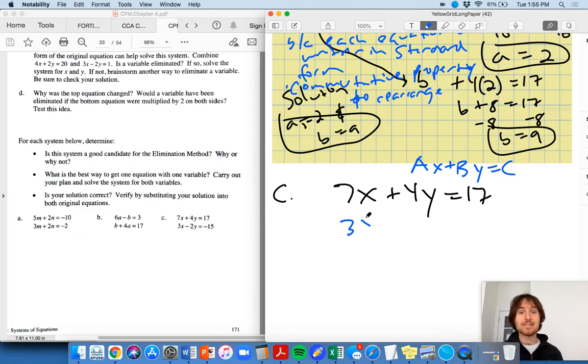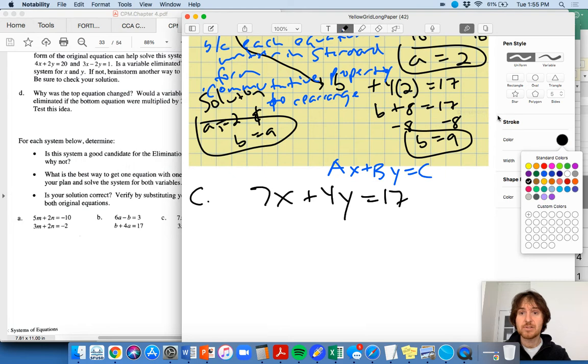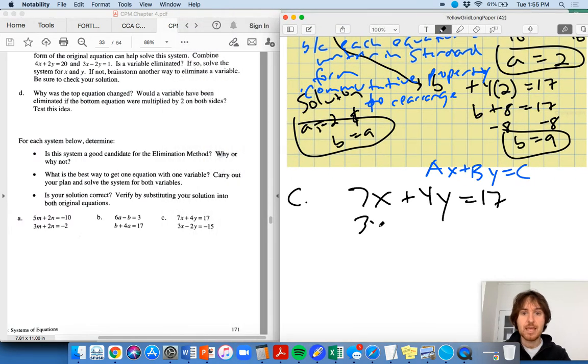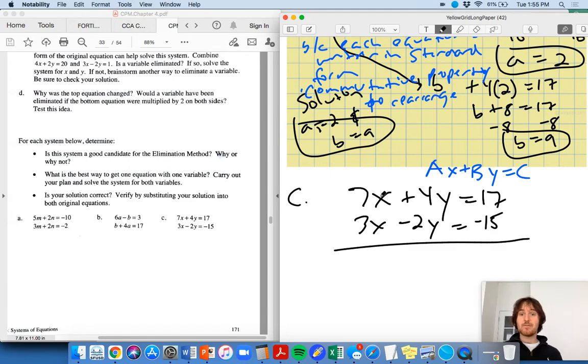Step one with elimination, see if you can just add the two together. So I got 3x minus 2y equal to negative 15. No, I can't add these two together. This is going to be 10x, this is going to be 2y, and 2y and 10x don't eliminate a variable. So if you can't add them, what are you going to do? Multiply an equation by something that will allow you to eliminate.